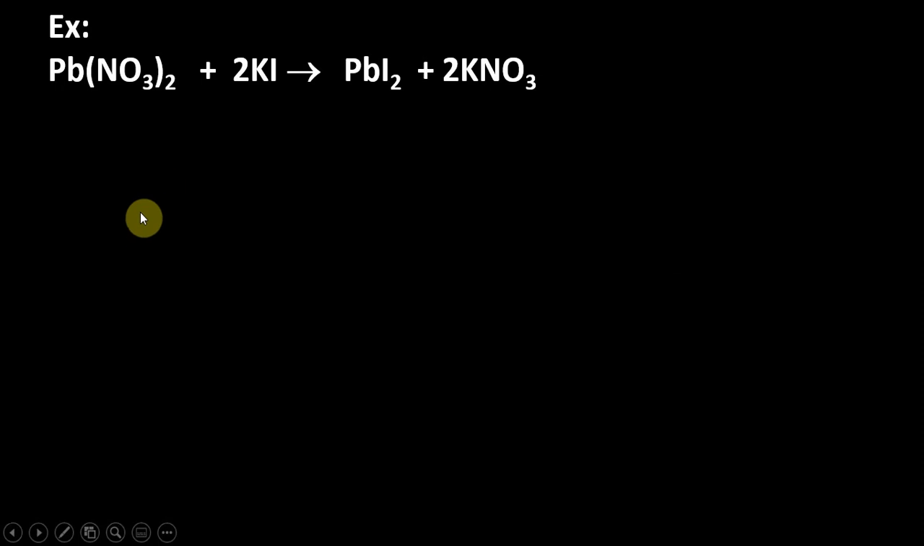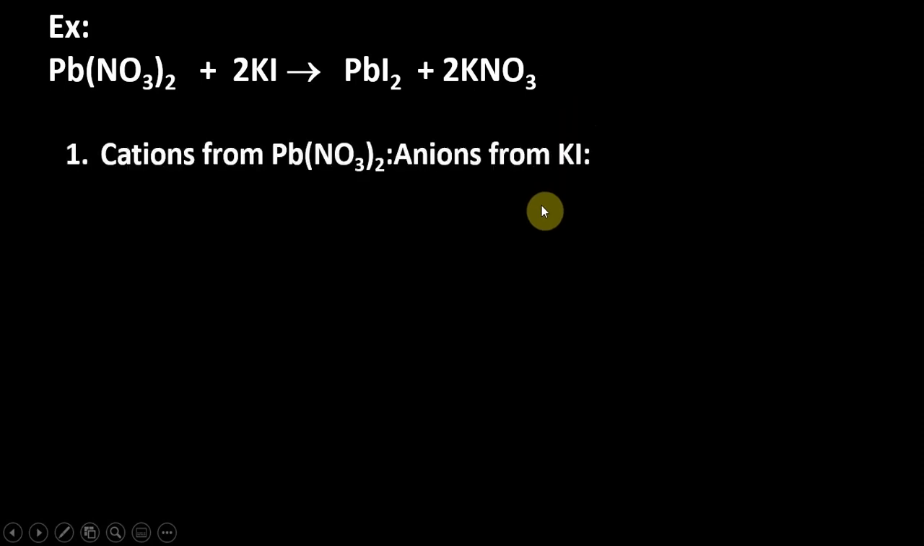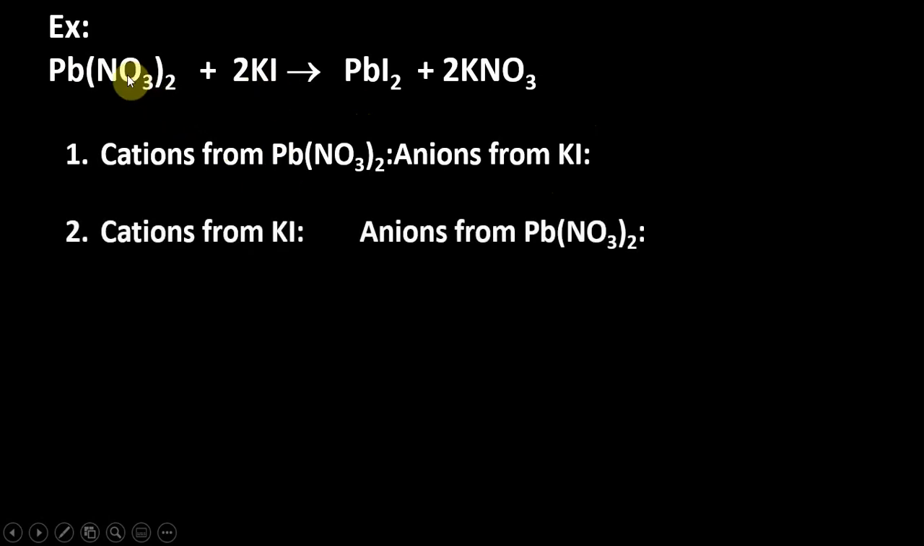So let's take a look at some examples. Lead nitrate reacting with potassium iodide. This chemical reaction produces these two ionic compounds. What happens is that the cation from the lead nitrate and the cation from the potassium iodide are really just switching places. The lead goes with the iodine, and then the nitrate goes with the potassium.